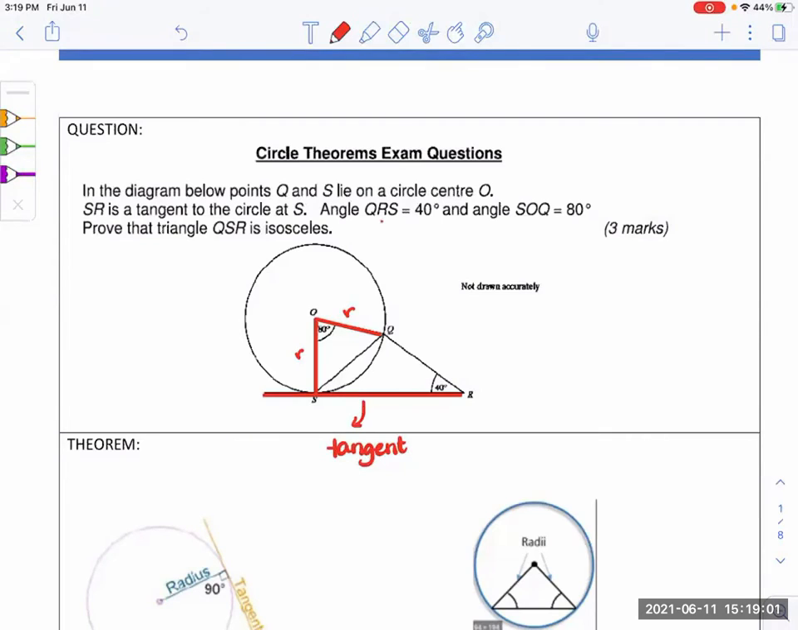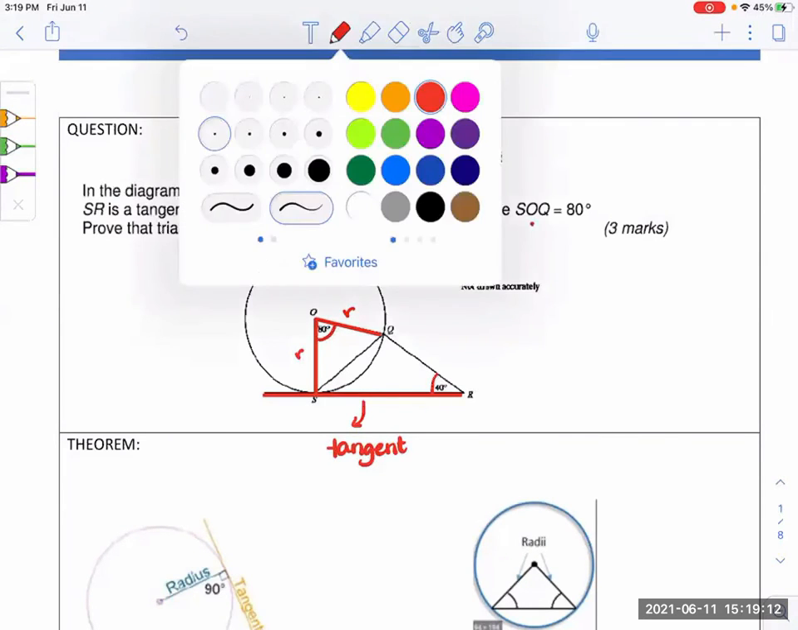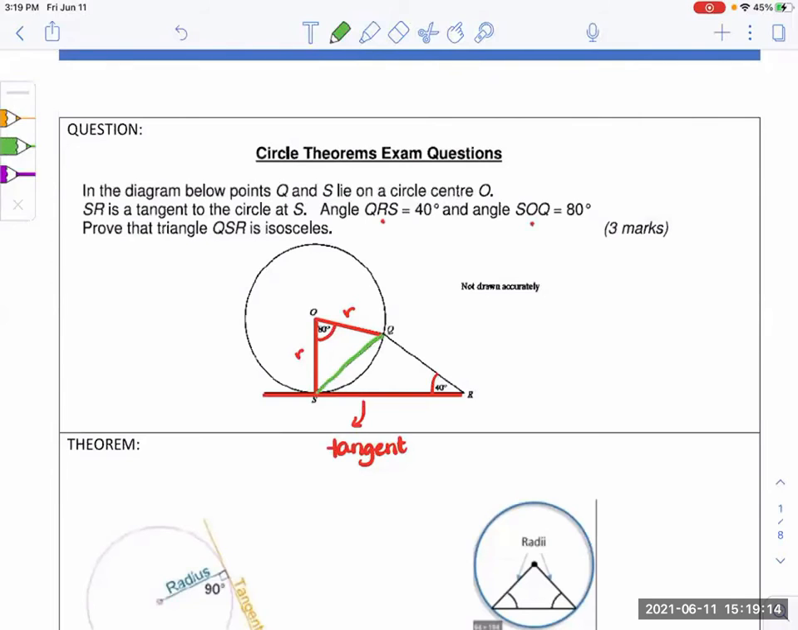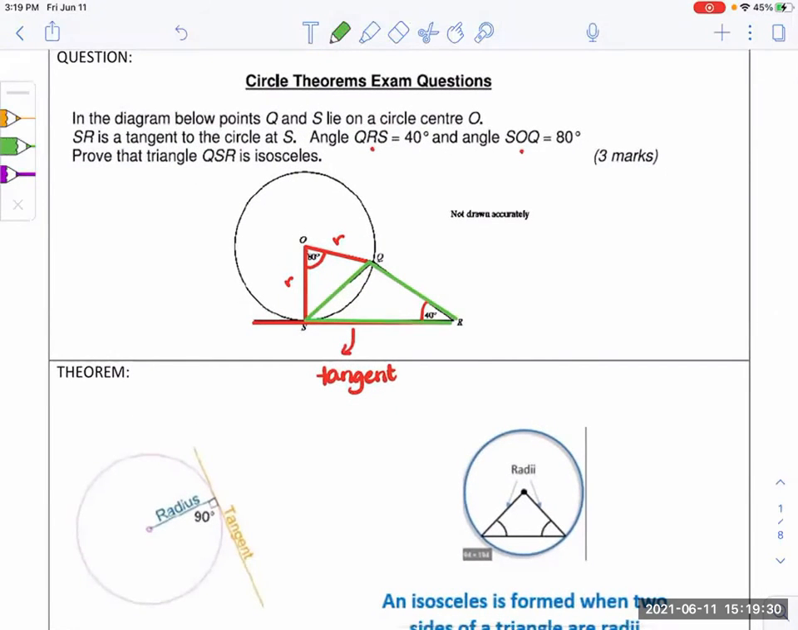The angle at R is 40 degrees. The angle at O is 80 degrees. They ask us to prove that this triangle in green is an isosceles triangle. So that is what we want to prove here this afternoon. All right. What are some of the features of an isosceles triangle? We have 2 equal sides and 2 equal angles, right?